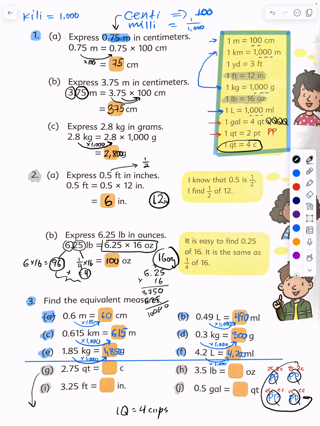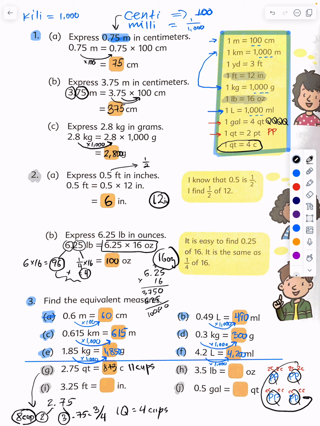Now, 2 quarts, let's split the number, 2.75. I'm going to teach you how to do it. Let's split it into 2 and 0.75, which is the same as 3 quarters, right? So 2 quarts is going to be 8 cups, right? Oh, I don't like how it gets crowded. And 3 quarters is actually 3 cups. 8 plus 3 equals 11 cups, okay? I hope you're getting a hang of it.